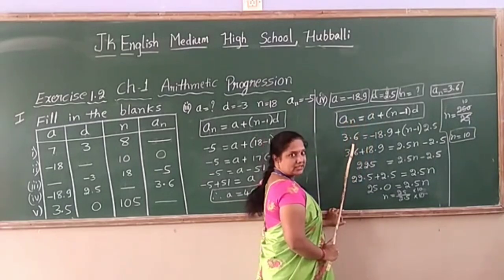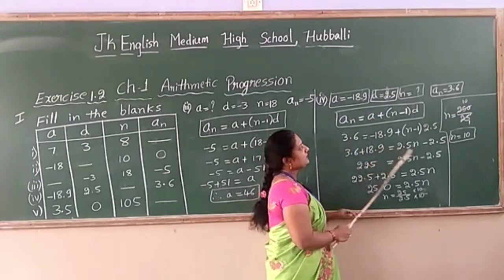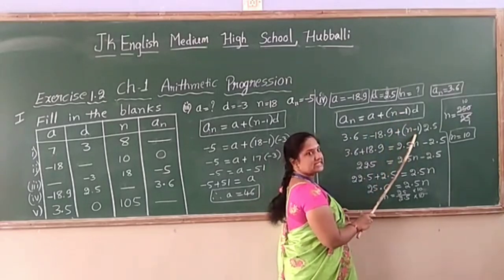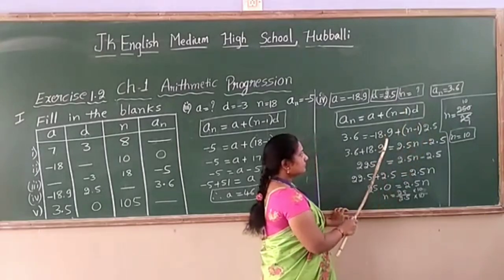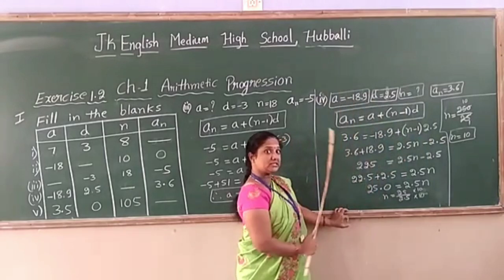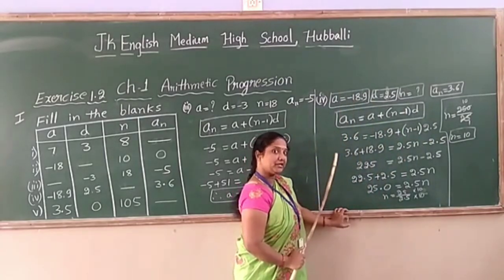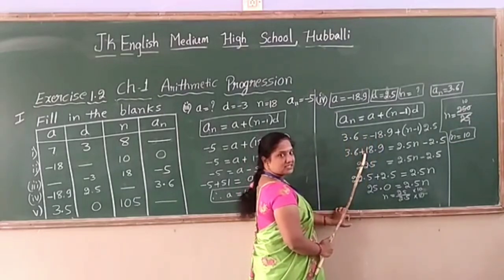The a value is 3.6, the an value is -18.9, and only n we are going to find out here. So n minus 1 stays as it is. The b value we know is 2.5. Then to find the n value, the numbers you have to take to one side. The value we want to find, we keep on one side, and the remaining terms we take to the other side. So if it comes to this side, it becomes plus.